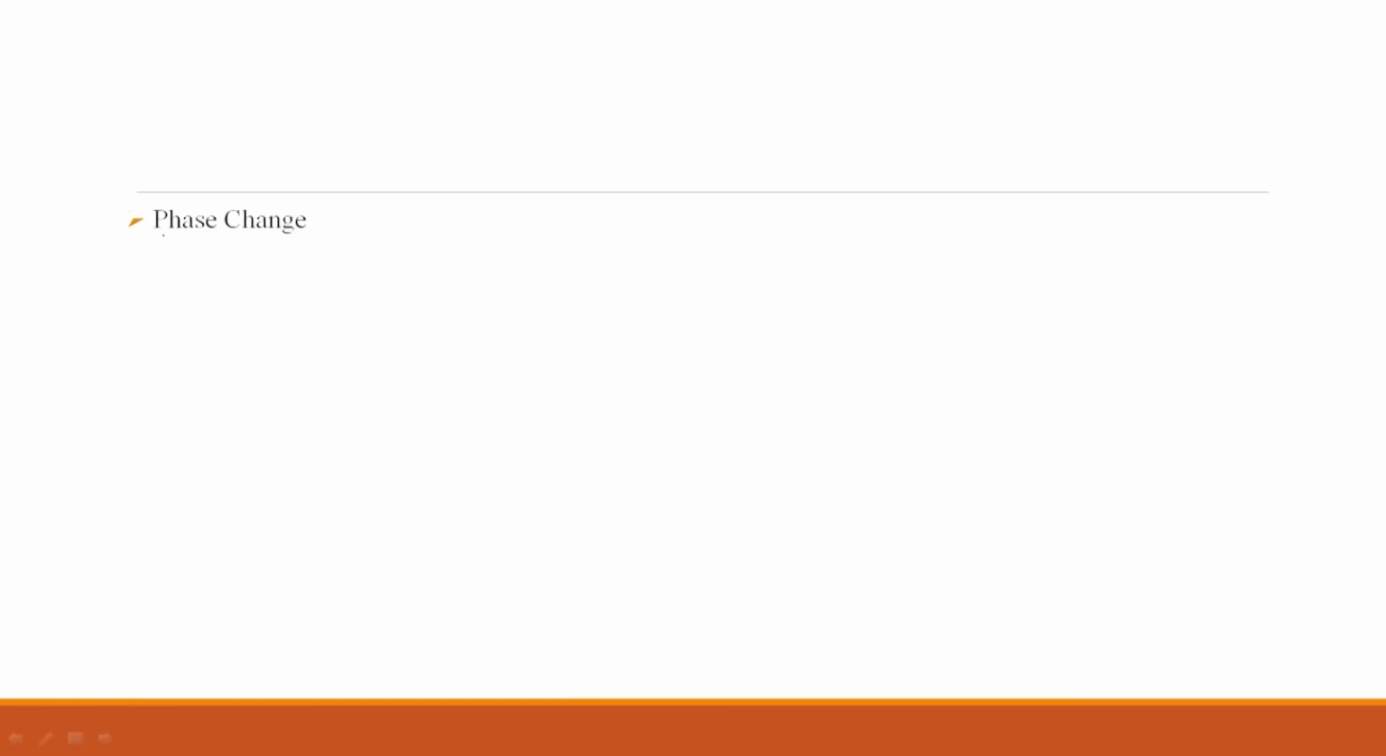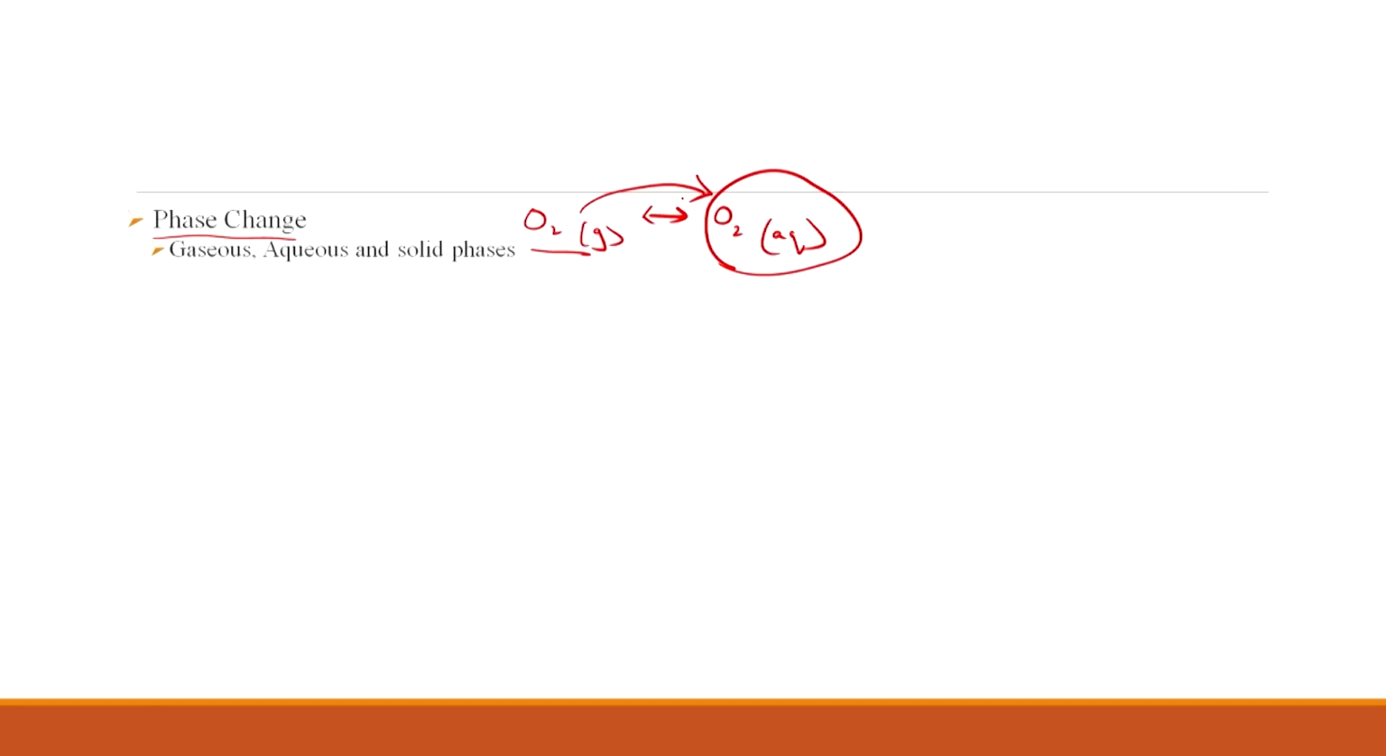So obviously, phase change. For example, we talked about this earlier: oxygen in the gaseous phase will be in equilibrium with oxygen in the aqueous phase. I want to use this to calculate, for example, if I use up the dissolved oxygen in the lake, oxygen from the atmosphere is going to dissolve into the lake, but that is going to take time. But I can predict what can happen once steady state has been reached. So in that context, we are going to talk about phase change between gaseous, aqueous and solid phases, the change in phase from one to the other.